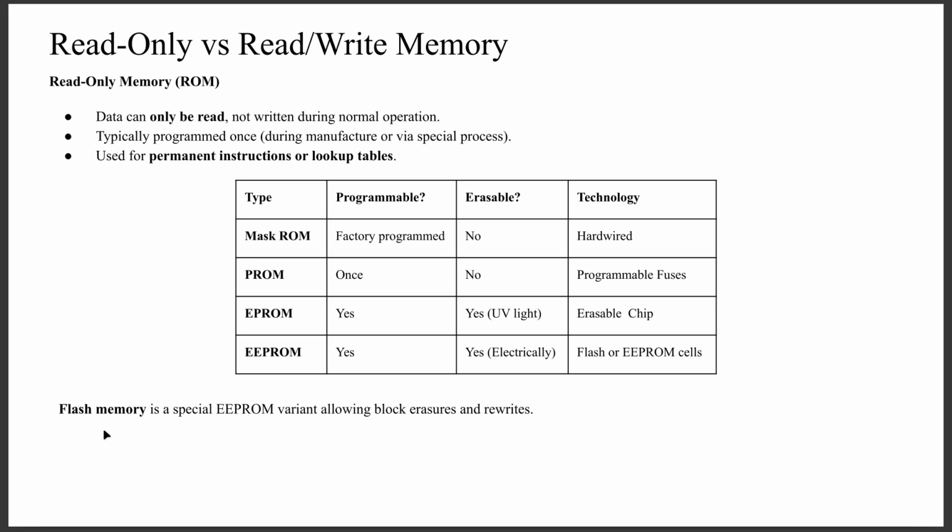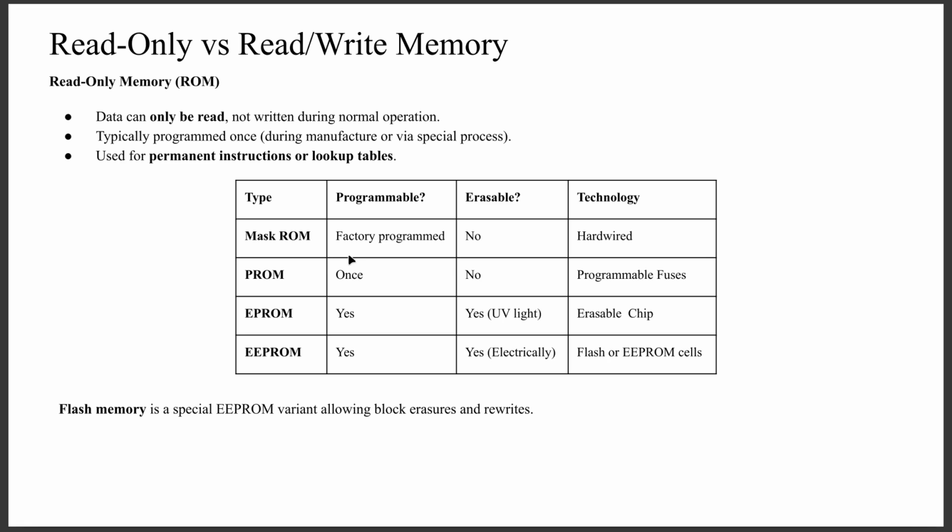Read-only memory versus read-write memory. Read-only memory: data can only be read, not written, during normal operation, typically programmed once during manufacture or via a special process, and used for permanent instructions or lookup tables. So here are the different types of ROMs.